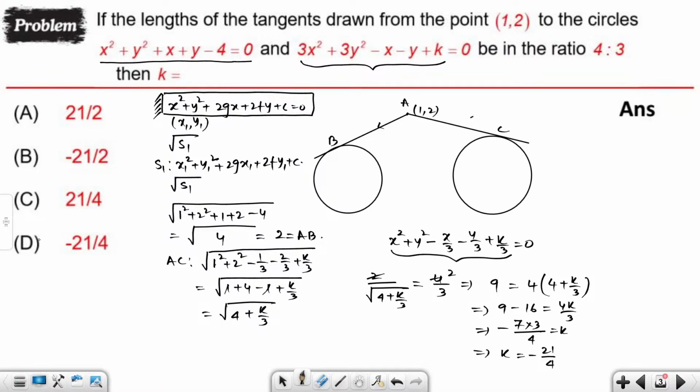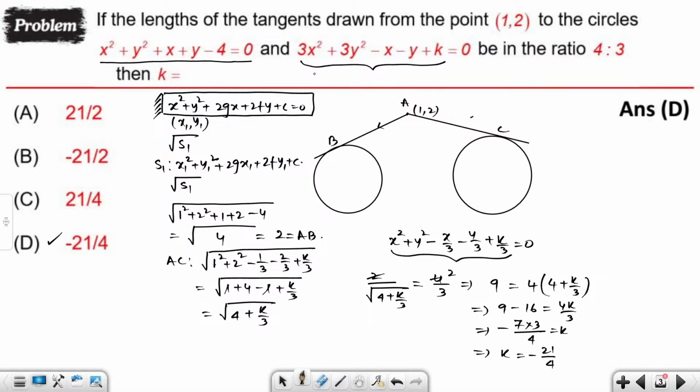Is it clear? Hence, option D is correct. Is it clear to all? Is this clear to all? Yes, sir. Okay. It was a pretty simple sum. Why have I chosen this sum? Because sometimes students make this mistake.